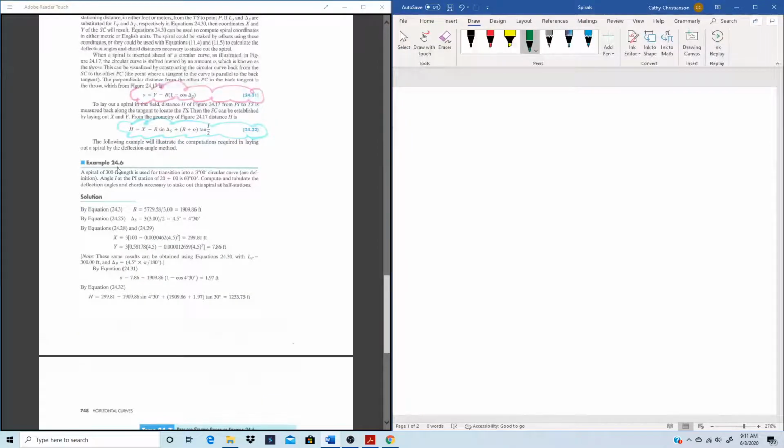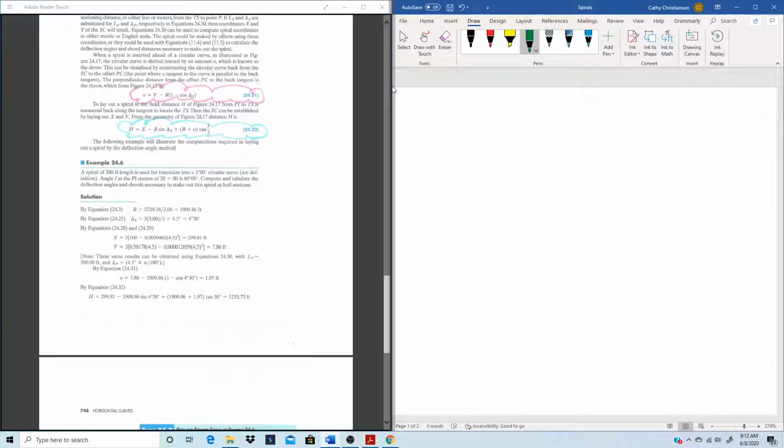it gives us homework example 24.6. So a spiral's 300 feet, so that's your LS, so that's given. It's used to transition into a 3 degrees circular curve, and its arc definition. So this 3 degrees is your D. And then you've got I for the PI, and it gives you I, which is 60 degrees, and PI, which is 20. So I'm going to come over here. Alright, so most everything is given.